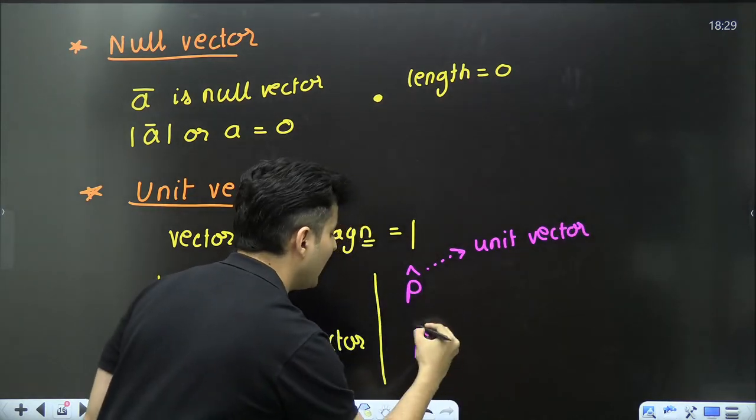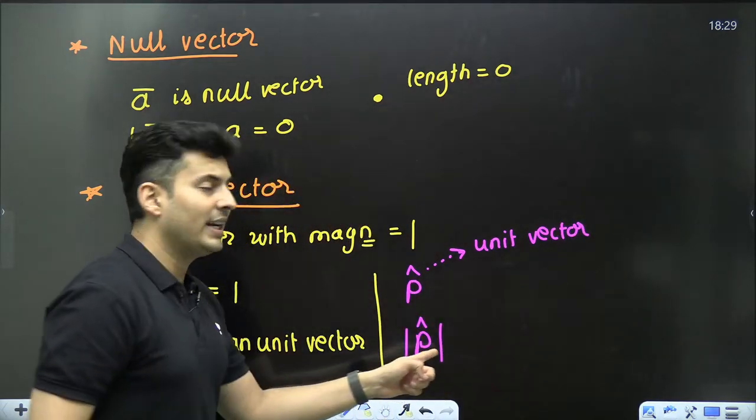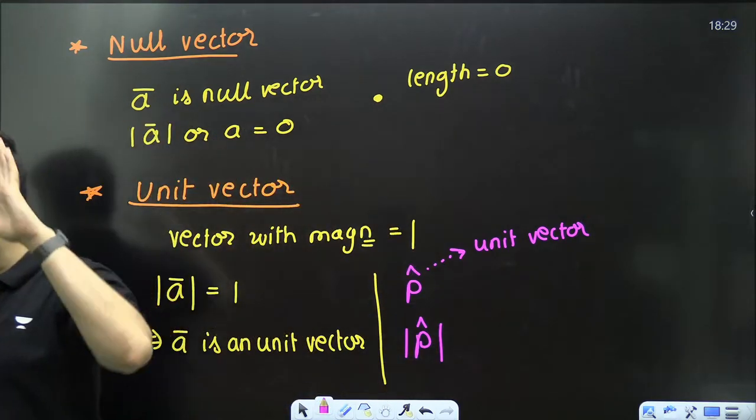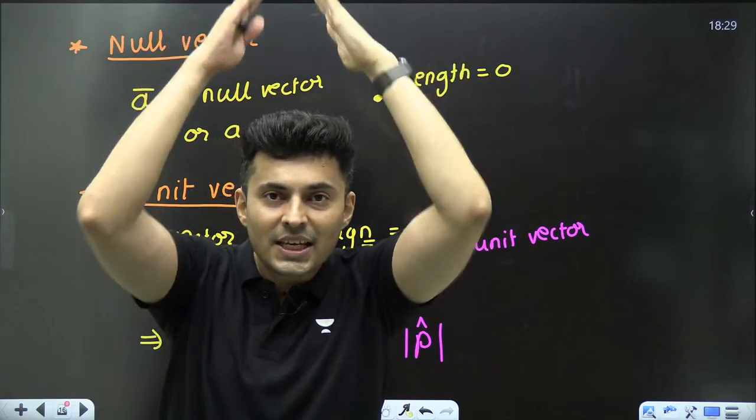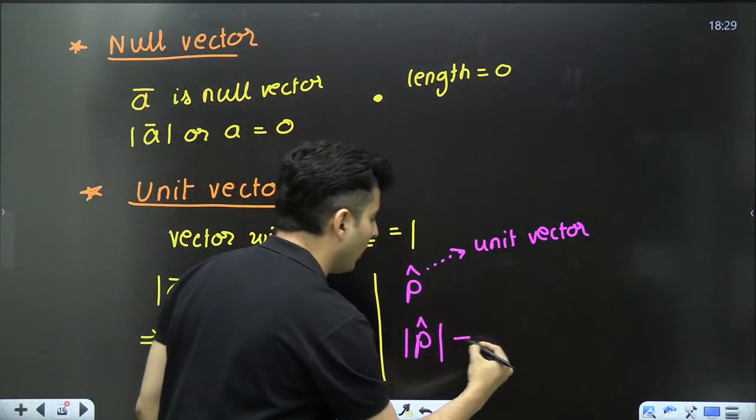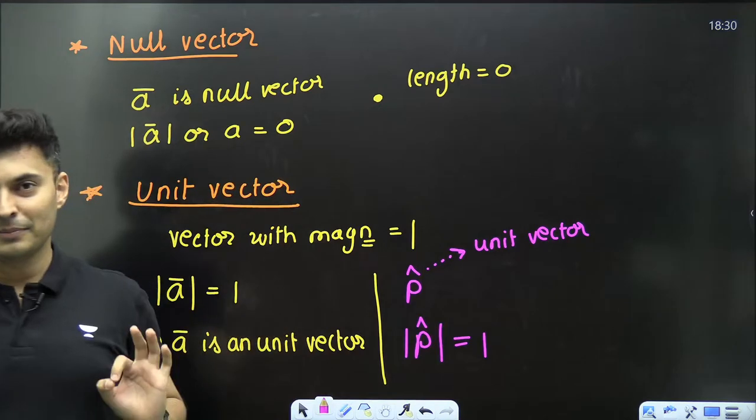So if I take the modulus of this, what will be the answer, my dear warriors? If you put a cap, if you put a hat, it becomes a unit vector. That's it. So the modulus makes it 1 then.